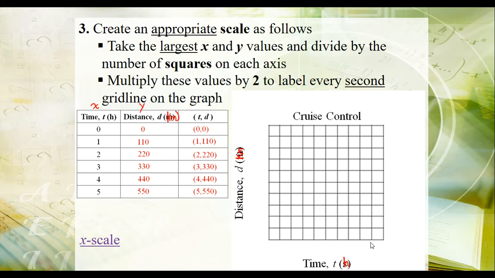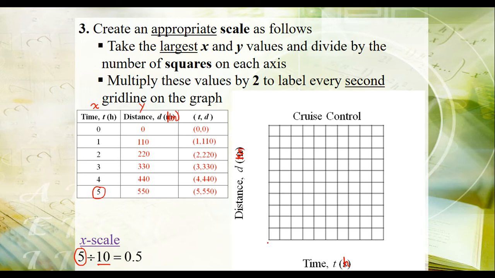Okay, so let's calculate the actual scaling on the x-axis. What we do is take the largest X value. The largest X value is 5, okay? Take that number and divide by the number of squares on each axis. How many squares are on the X-axis? 10. What's 5 divided by 10? It'd be 0.5. What that would mean is that every grid line would go up by 0.5.